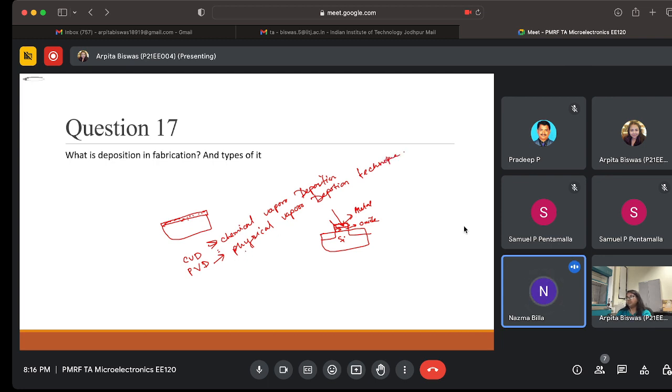So in chemical vapor deposition, there are many techniques present. Can anyone tell me which processes are present in CVD? Like the different types of CVD process. Can anyone tell?